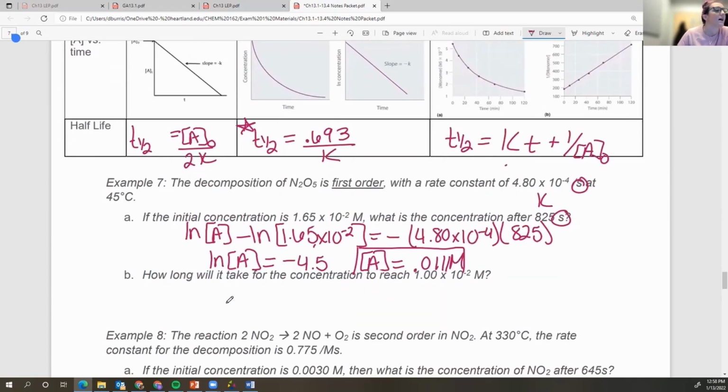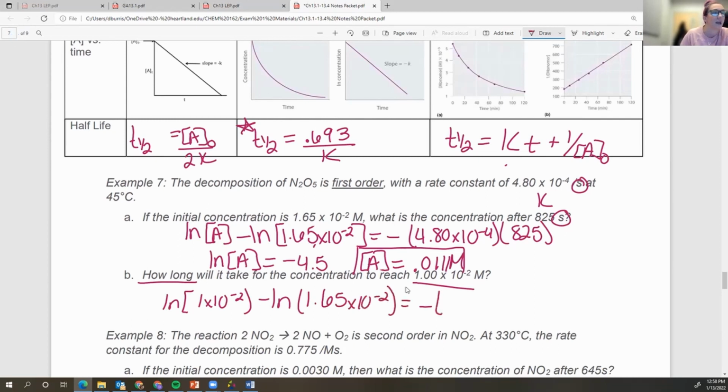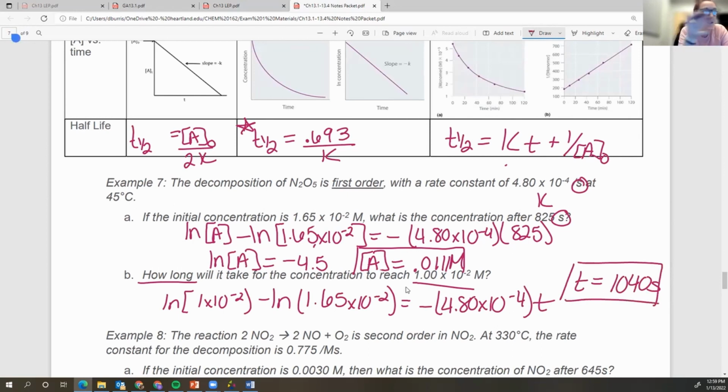Awesome. Okay, part B: how long will it take for the concentration to reach 1 times 10 to the negative second? How long means in this case I'm looking for time, but I'm giving you the concentration I want to get to. So this time it's the natural log of 1 times 10 to the negative second minus the natural log of what I started with, which again is 1.65 times 10 to the negative second, equals negative k, a constant, so I'm putting in the same number, 4.80 times 10 to the negative fourth, times t. That one's pretty straightforward algebra. You should get that t is 1040 seconds. That makes sense because I'm trying to get to an even lower concentration, so it should take more time.